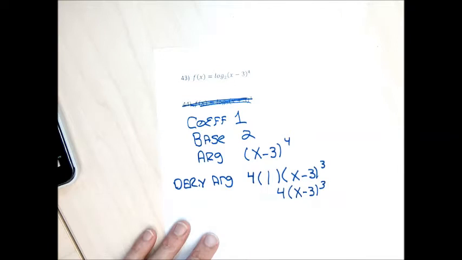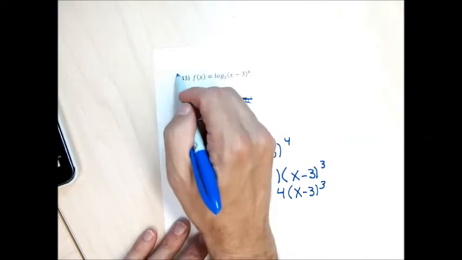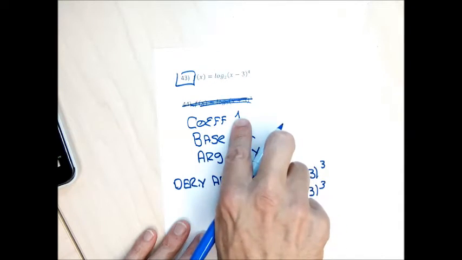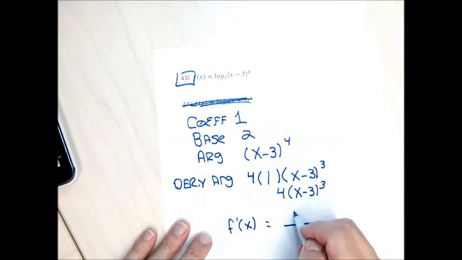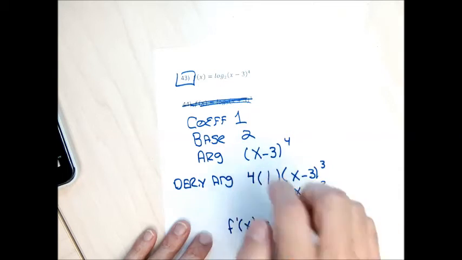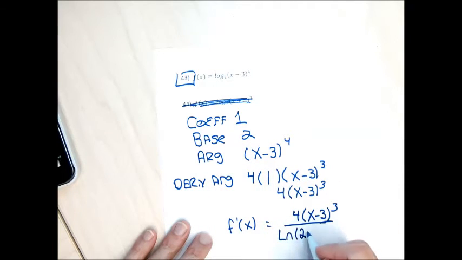When I go to write down my derivative, I'm going to write f prime of x for problem 43. I'm not going to write the coefficient because that's a 1, but I am going to write the derivative of the argument, and that's going to be 4 times x minus 3 cubed. In the denominator, I get the natural log of the base times the argument.